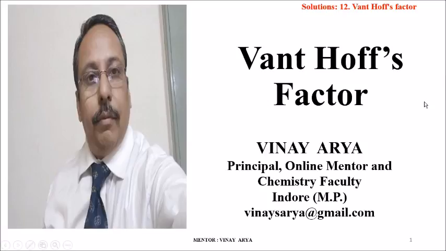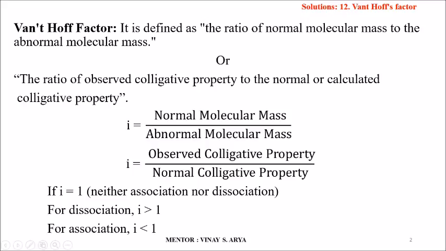And the Van't Hoff factor is defined as the ratio of normal molecular mass to the abnormal molecular mass, meaning the one which is expected and the one which we have got, or rather the ratio of observed colligative property to the normal or calculated colligative property. I is equal to, I is the Van't Hoff factor, students, which is equal to normal molecular mass upon abnormal molecular mass from the first relation, or observed colligative property upon normal colligative property.